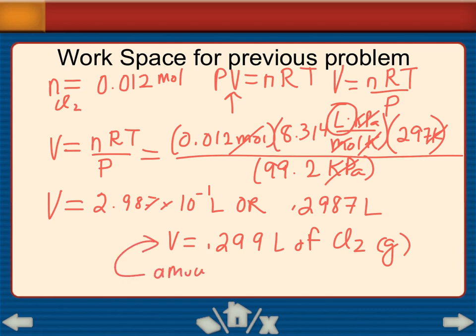That's going to be the amount needed to react with silver. Okay, and that's how these kinds of problems work. You're usually going to do some stoichiometry and then the ideal gas law, or the ideal gas law, then some stoichiometry. And that's how it's done.